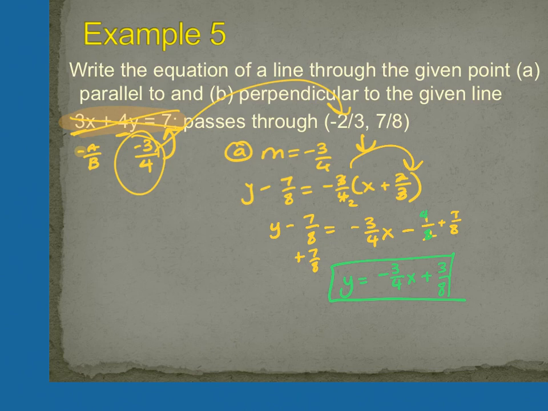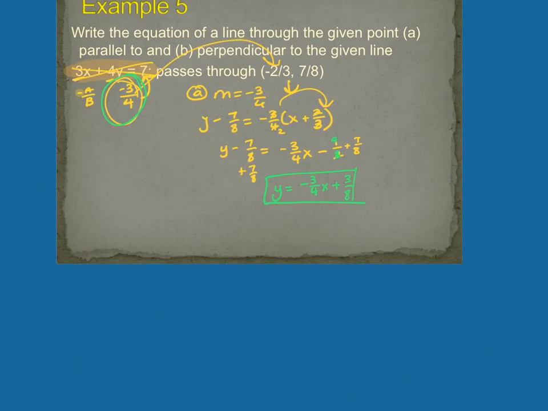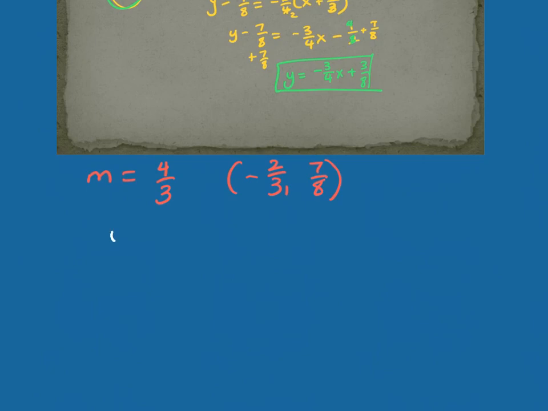Okay, then you've got perpendicular. So again, the only thing I needed from that first equation was the slope. What's the slope of a line that's perpendicular to that? Positive 4/3. So take it and flip it. Now my slope is 4/3. Flip it, change the sign. But I'm still using the same point, negative 2/3 and 7/8, and I'm plugging it in again. Y minus 7/8 equals m times x minus a negative 2/3, which becomes plus 2/3.